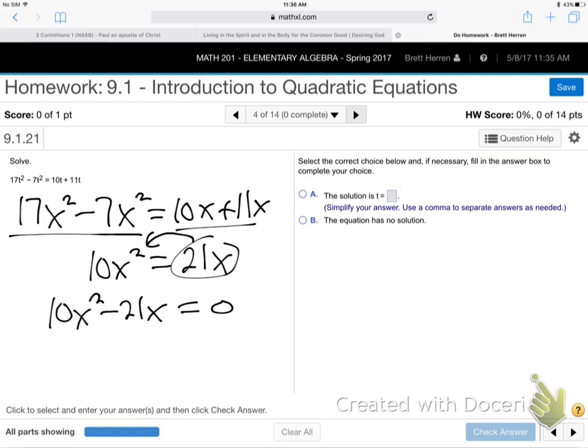What factor do they have in common? They both have an x. There are no numbers; nothing goes into 10 and 21. Nothing in common. So take out the x, right? And then what goes on the inside? Whatever works. x times 10x would go back to 10x squared, and x times minus 21 would be minus 21x.